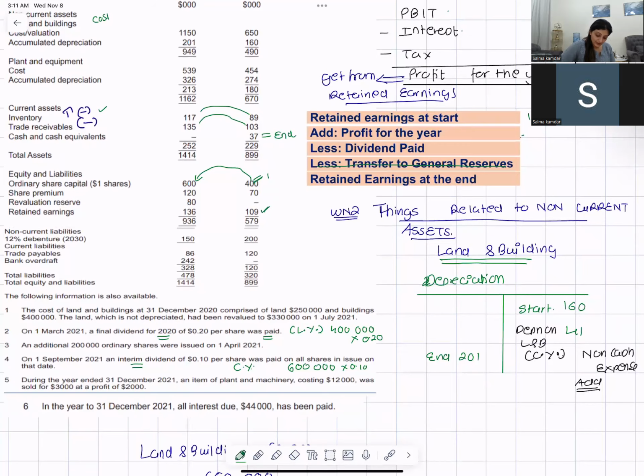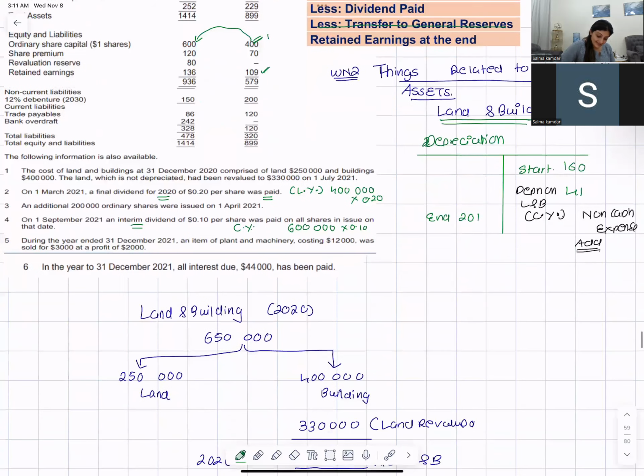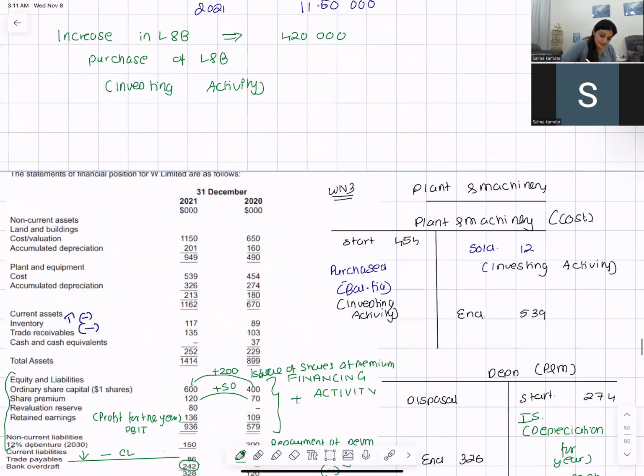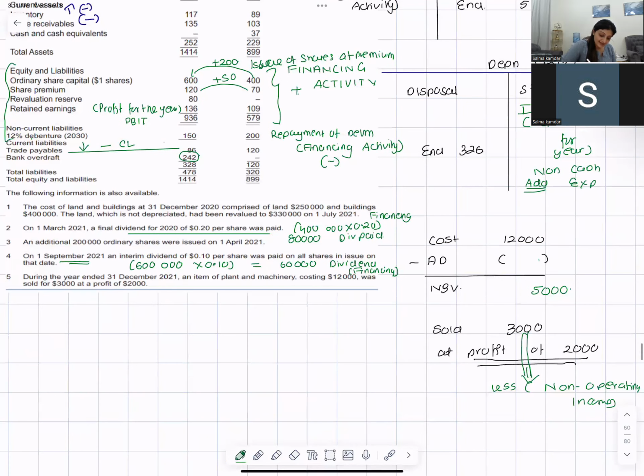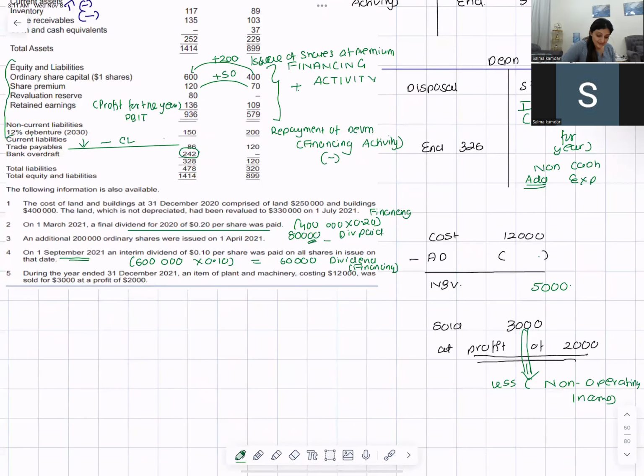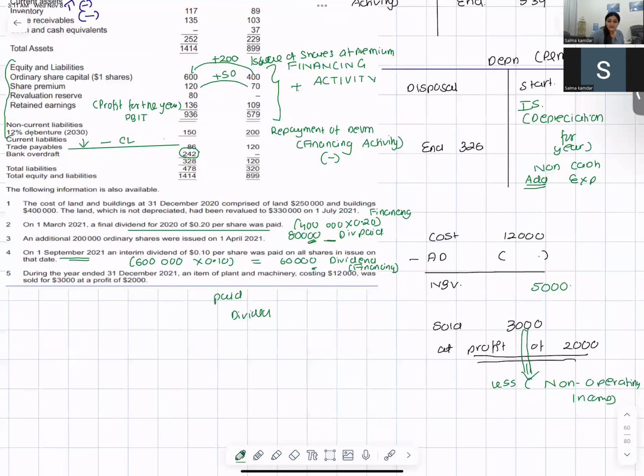So you will get your dividend paid as 80,000 is your final dividend and 60,000 is your interim dividend. 80,000 and 60,000. So you have totally paid the dividend of 140,000. You will use this dividend paid in your sum.